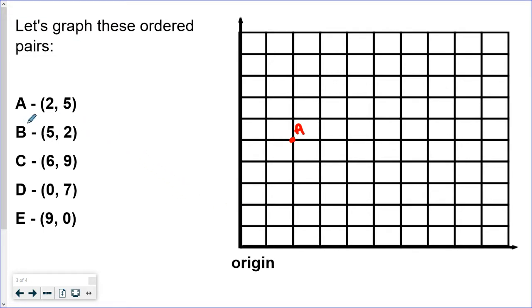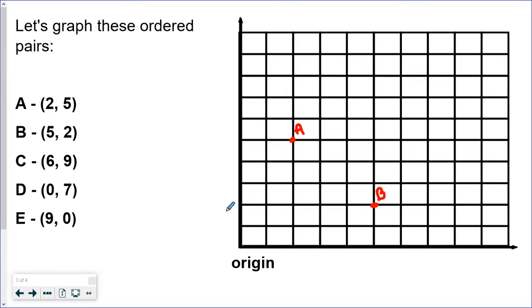We're going to do letter B now. We're going to be now going over 5 places, and then we're going to go up 2 places. So we're going to start at the origin, and we're going to go over 5 places. 1, 2, 3, 4, 5. And now the next number, which is the y-coordinate, tells us to go up 2 places. 1, 2. And I'm going to put this point right there. And again, I'm going to label it with the letter B, so that way I know this one is point B.